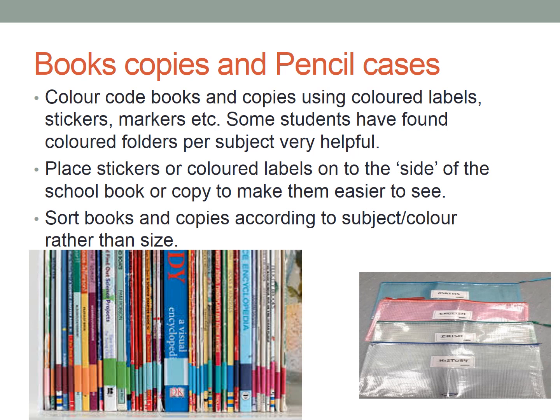Colour code books and copies using coloured labels, stickers, markers. Some students have found coloured folders per subject very helpful. You can place the stickers or coloured labels onto the side of the school book or copy to make them easier to see, as you can see in the diagram below. Sort books and copies according to the subject or colour rather than size.